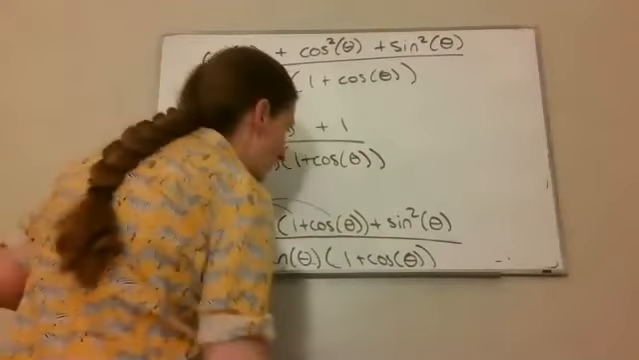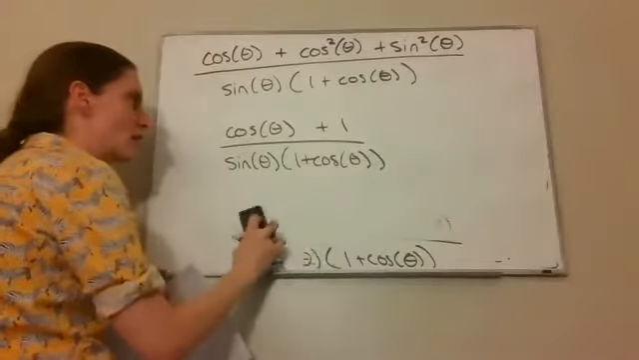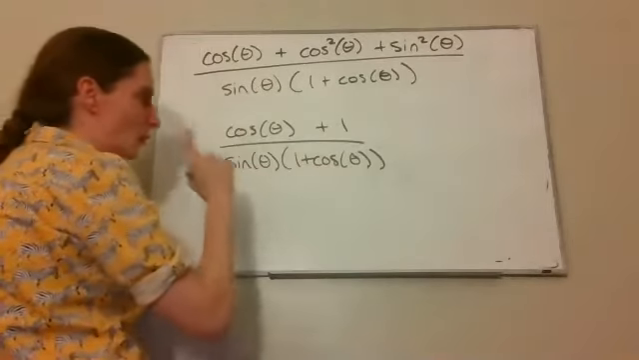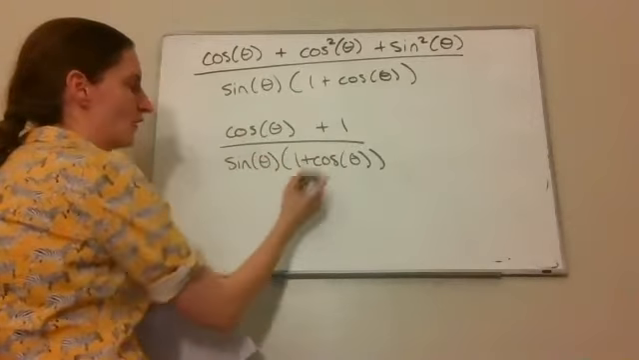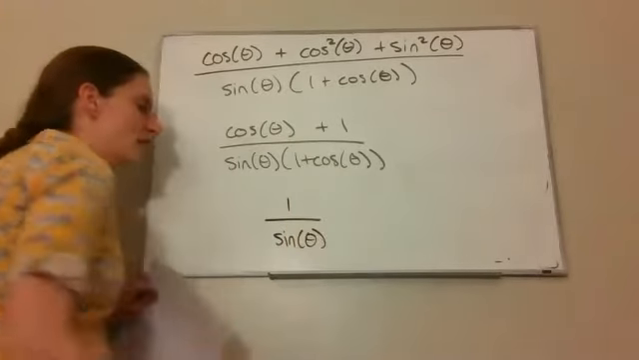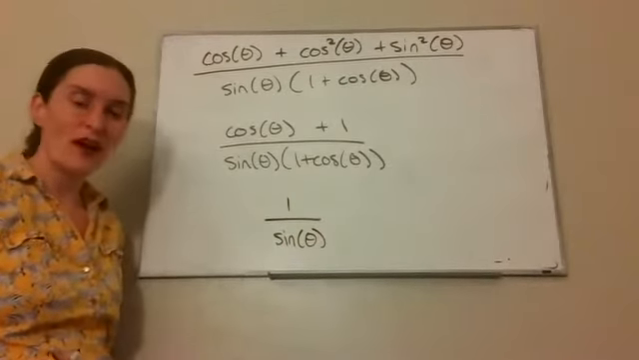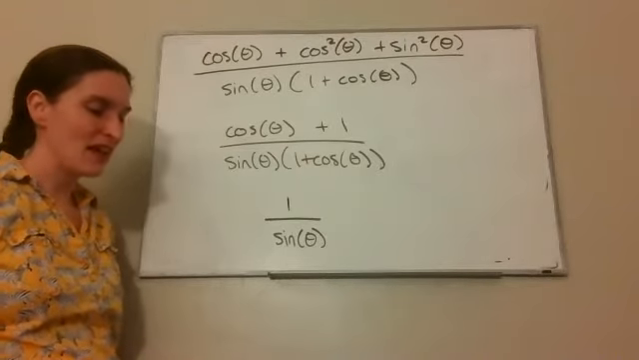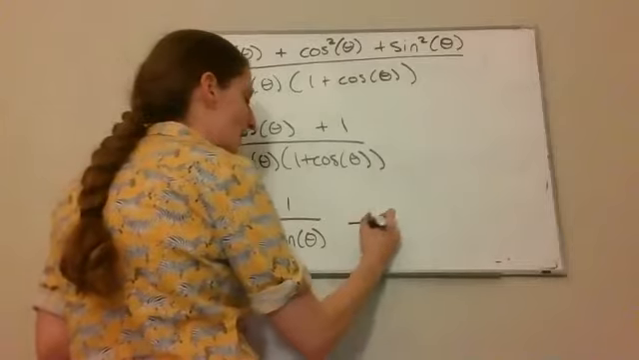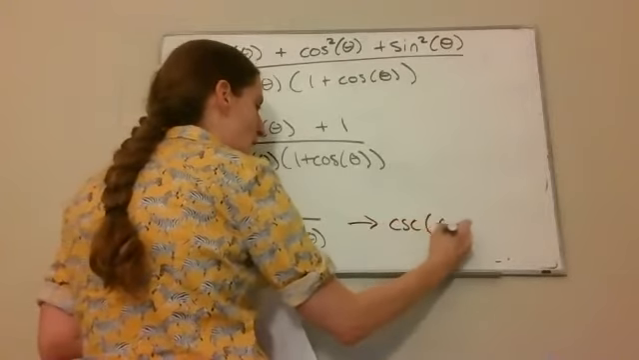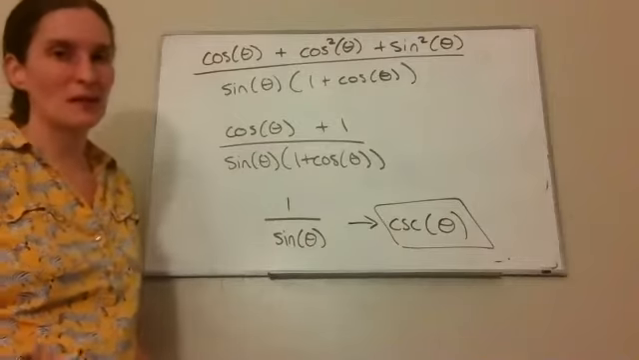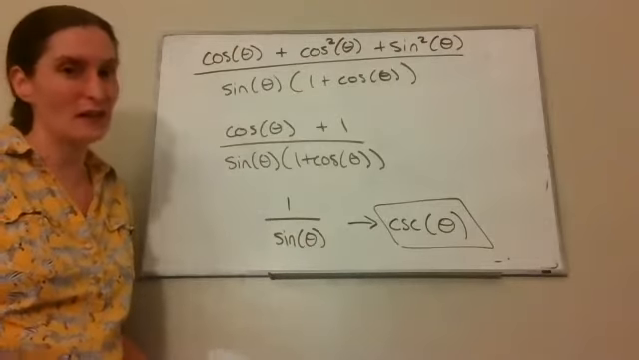Now it's getting much simpler because my numerator is cosine theta plus 1, and one of the factors in my denominator is 1 plus cosine of theta. Those can cancel out, and I just get 1 over sine of theta. But this unfortunately still has a fraction, so it's not as simple as it can get, but we do have our reciprocal identities. 1 over sine of theta, that's the same thing as cosecant of theta. And so that original expression that we have is a complicated way of just writing cosecant of theta.